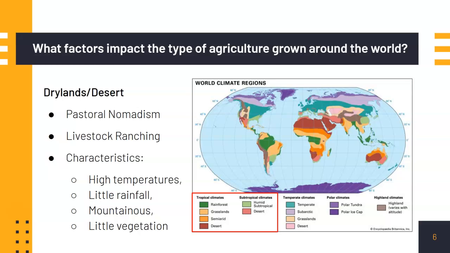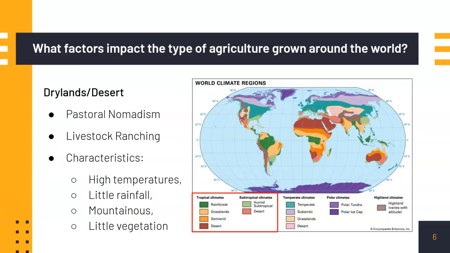Livestock ranching, on the other hand, is a commercial form of agriculture that focuses on raising animals like cattle, sheep, or goats over large tracts of land. This practice is common in regions such as the American West, parts of South America, and Australia, where the land is too dry or rugged for crop farming.